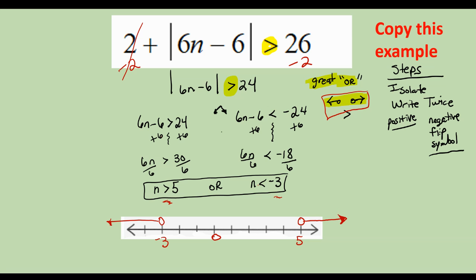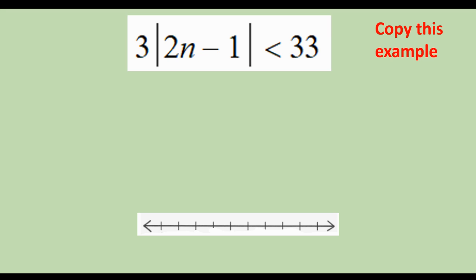Okay, so we did good because the graph arrows go apart, and we have open dots. So you need 2 things on your homework tonight. You need a final answer and you need a graph. 2 things tonight, okay? All right, moving on to the next one. If you could copy that problem down.